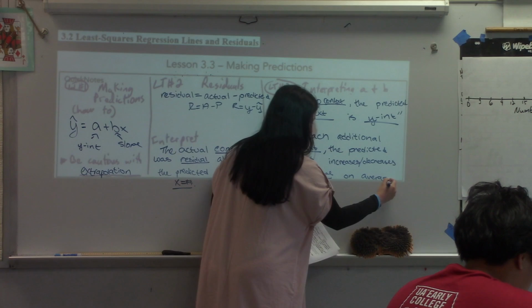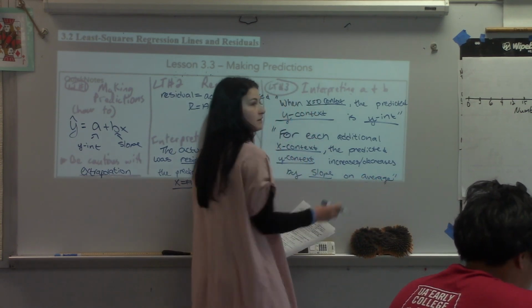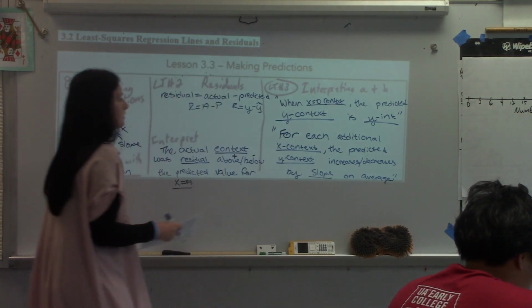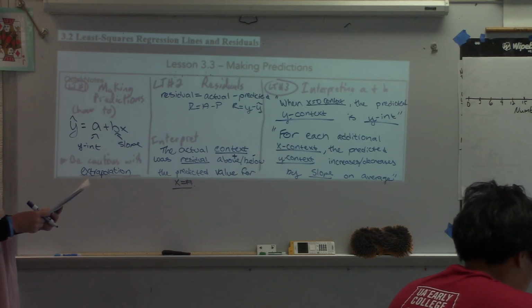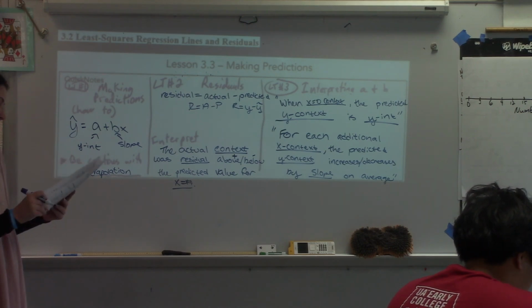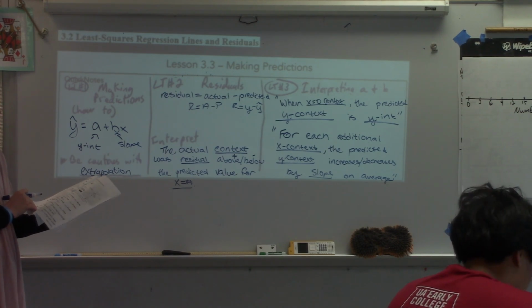I remember how I usually like to word it. The predicted y context typically increases by the slope. So you either say typically or you say on average. Typically increases or decreases by that slope.